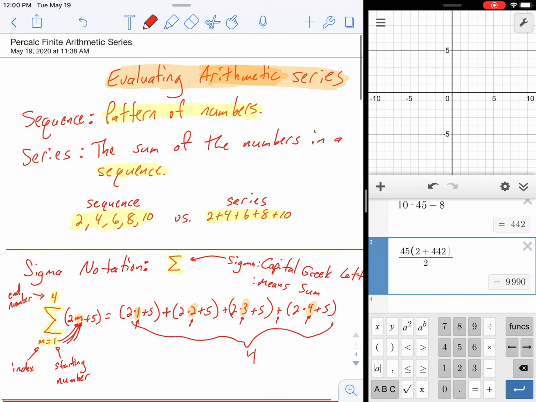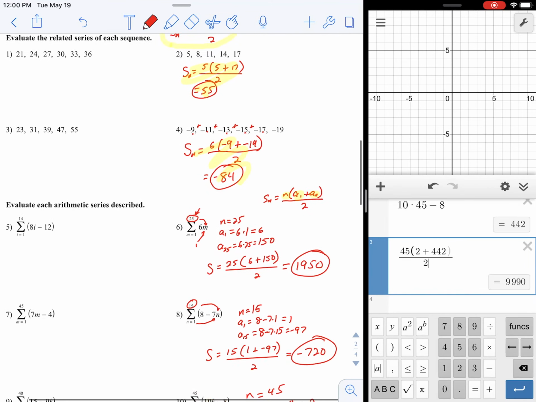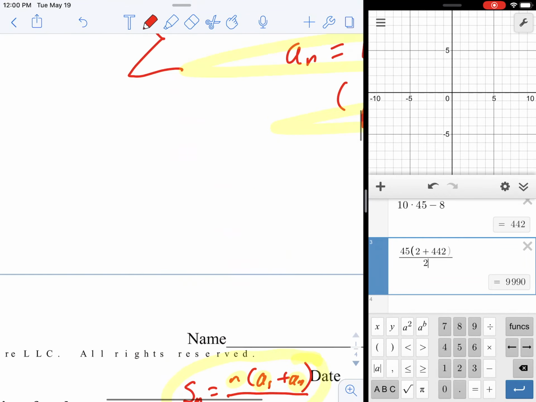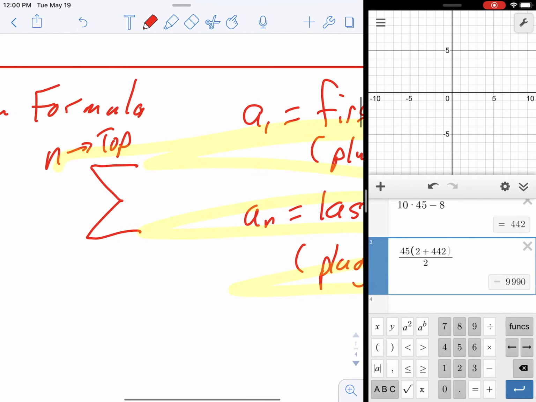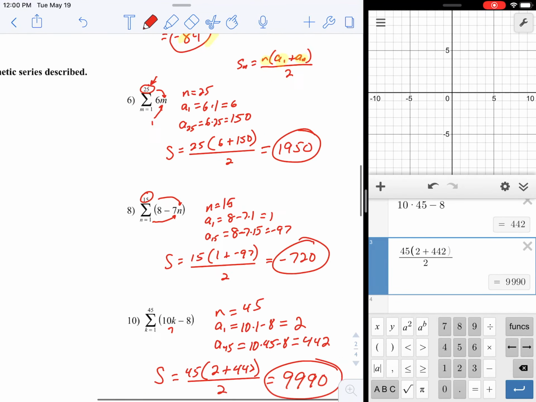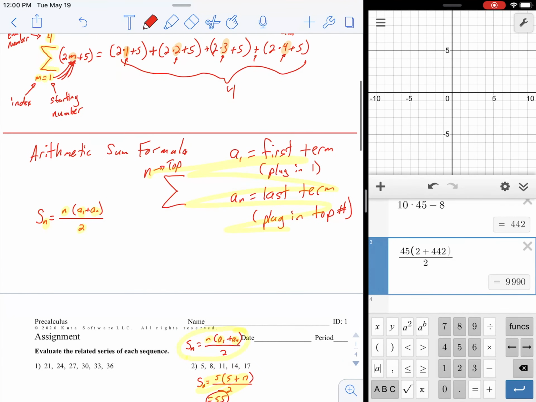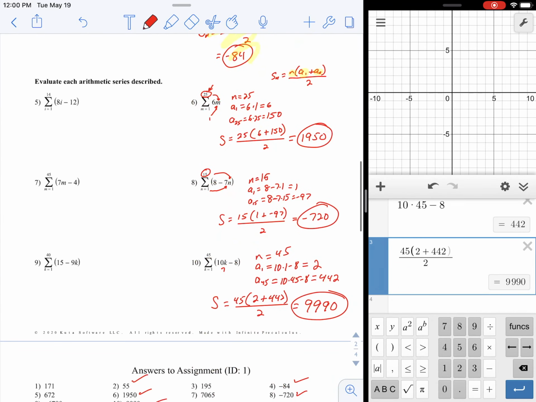From two days ago, a sequence is a pattern of numbers. Series is what you get when you add up the sequence. You can either be given the list of numbers, which you could theoretically just type into a calculator, or you can use the sum formula, or you can be given sigma notation like these, and it's still just a matter of using this formula. You need to have n, which is the number of terms, the top number in sigma notation, a1, the first term, and an, the last term. Plug all that in, and you'll get your answer.